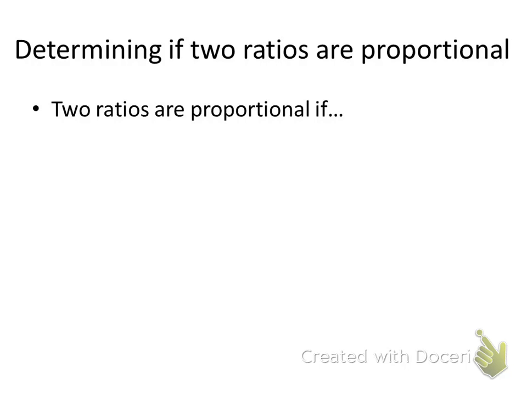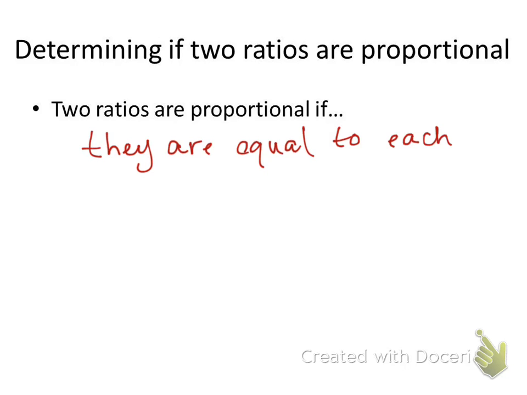Okay, so two ratios are proportional if, so how do you know if two ratios are proportional? They're proportional if they're equal. Yeah, if they're equal to each other. So today we're going to learn how to solve proportions, and we're also going to learn to determine how proportions are equal or not.